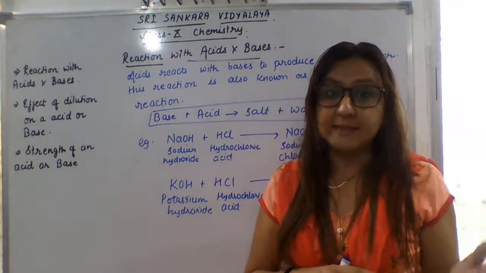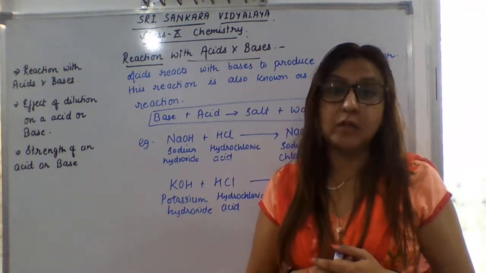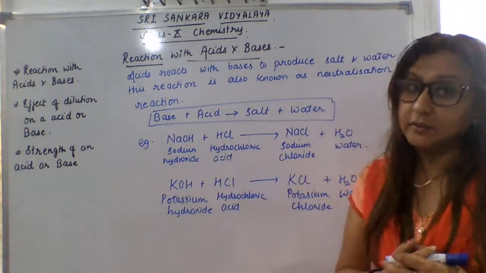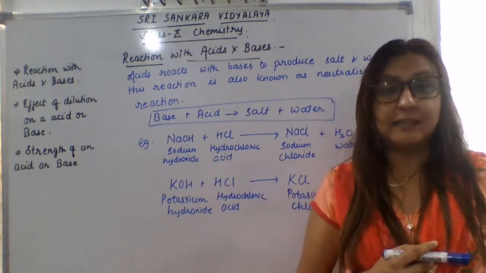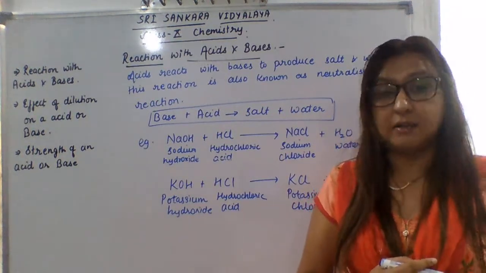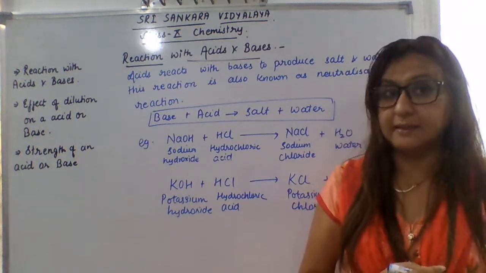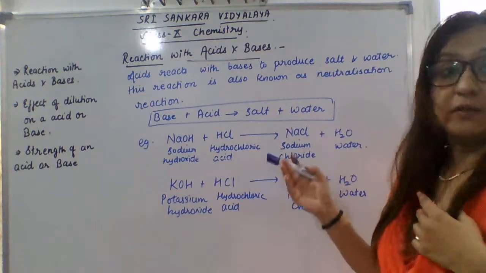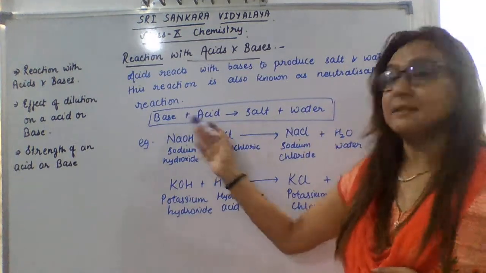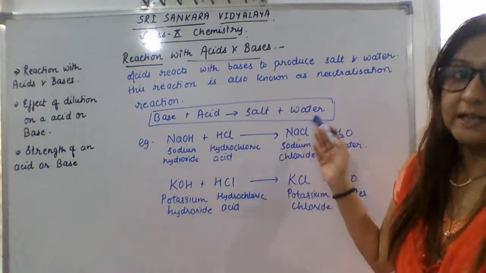Students, when an acid reacts with a base, salt and water will form. This process is also called a neutralization reaction. Basically, the acid nullifies the effect of the base, whereas the base nullifies the effect of the acid. Hence the products get neutralized and form salt and water. Base reacts with acid to form salt and water.